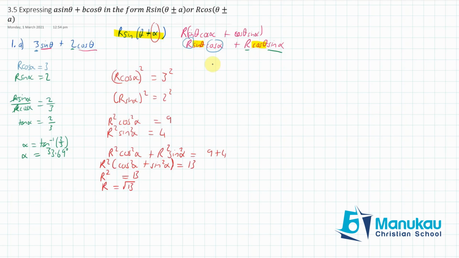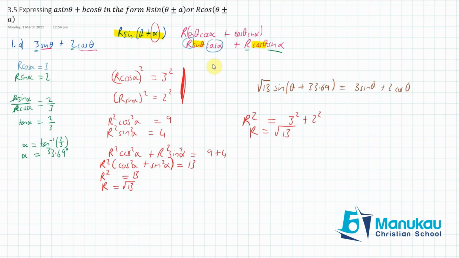And now I'm ready. I can write my final answer. Square root 13 sine theta plus 33.69 is equivalent to 3 sine theta plus 2 cosine theta. Now, I think that's all it wanted me to do, right? So I've done the job that I've been asked to do. I just want to comment a little bit on this bit here. To find r squared, you don't have to go through all of this rigmarole. Once you know how that works, you can say r squared equals 3 squared plus 2 squared. Okay? And so r is equal to the square root of 13.